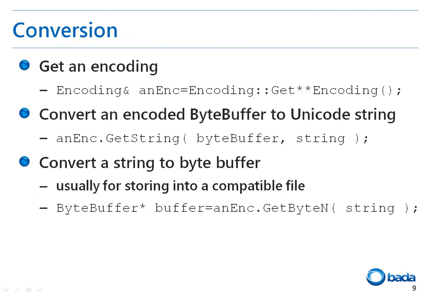Let's see how we can use the encoding class in more detail. You can get the required encoding class by calling the getEncoding function. To decode a string, you can call the getString function of the encoding class, with the buffer containing the encoded string and the string to save the converted string to. To encode a Unicode string, call the getByteN function of the encoding class, and you'll get a pointer to the byte buffer containing the encoded string.